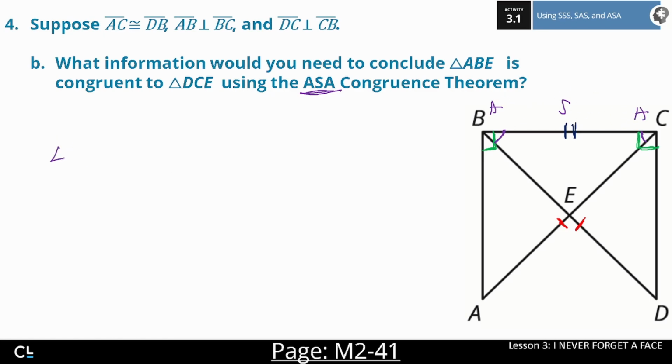So we would need to know that angle DBC is congruent to angle ACB. And if we know that those two are congruent, now we would have angle, side, angle.